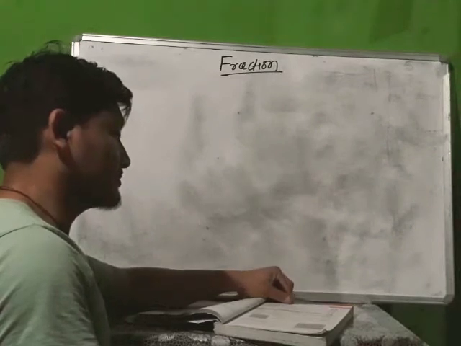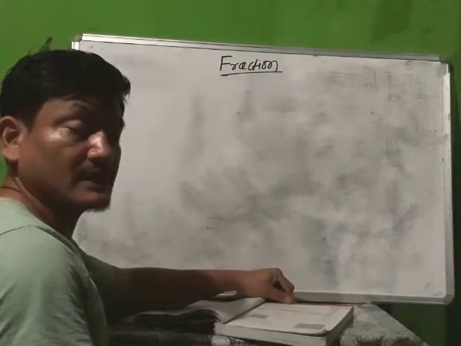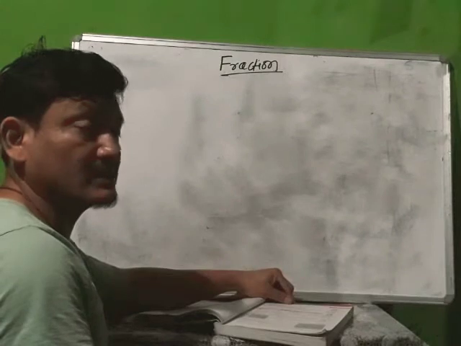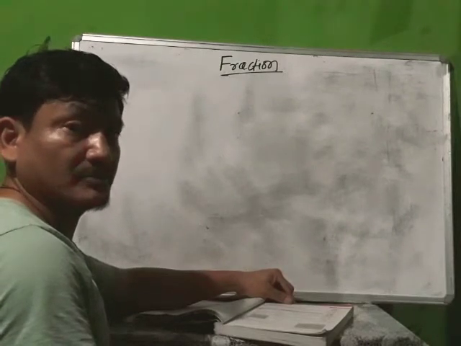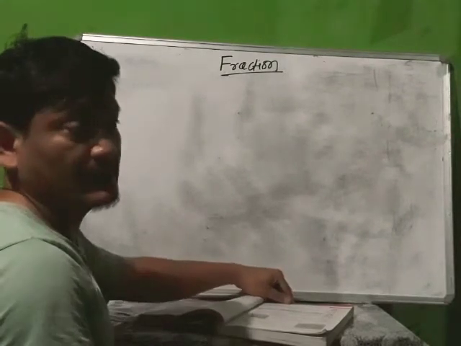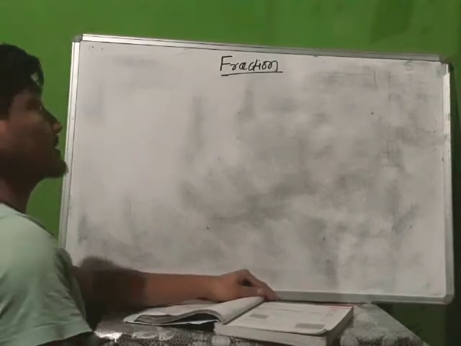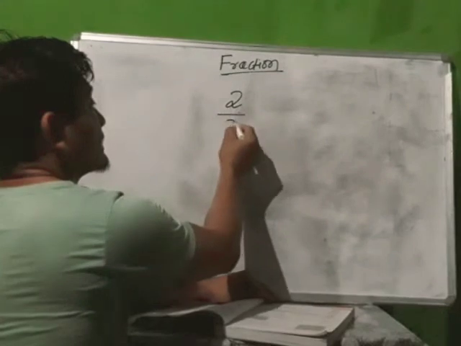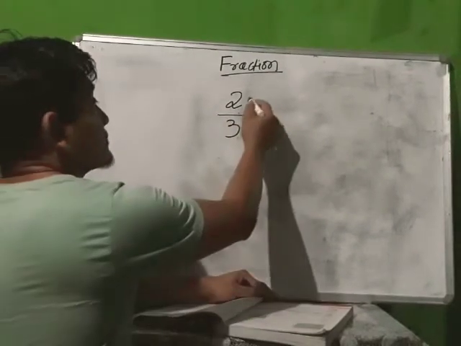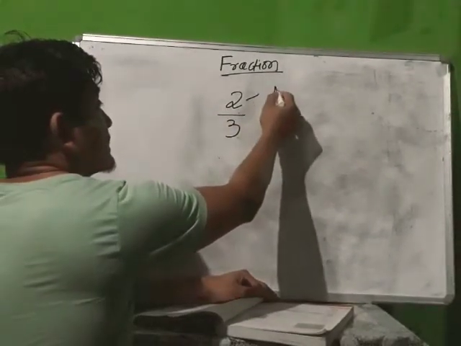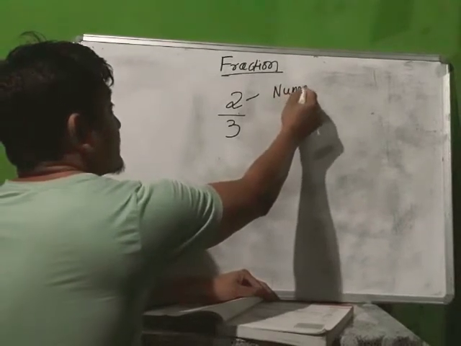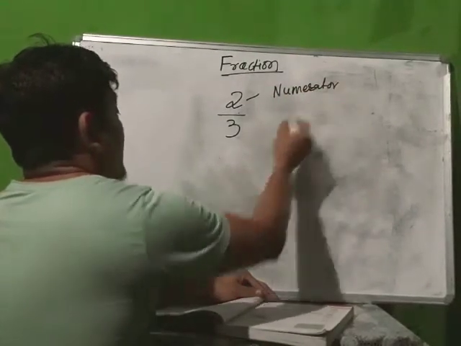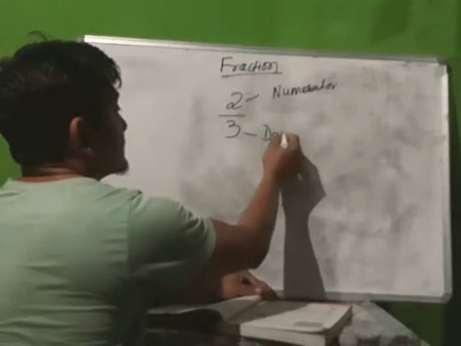Okay. So talking about fractions, as you all know, a fraction has a numerator and a denominator. For example, if there is a fraction 2 by 3, then 2 is the numerator and 3 is the denominator.